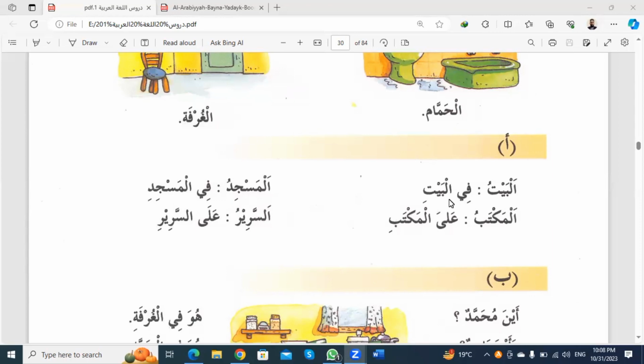Fil bait, in the home. This is al hammam. Hammam means washroom, bathroom. So fil hammam means in the washroom. This is al ghurfa. Al ghurfa means room. Ghurfatun is room. So how will you say in the room? Fil ghurfat. Right, very good. Fil ghurfat.